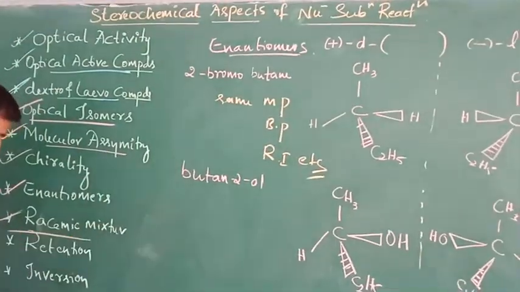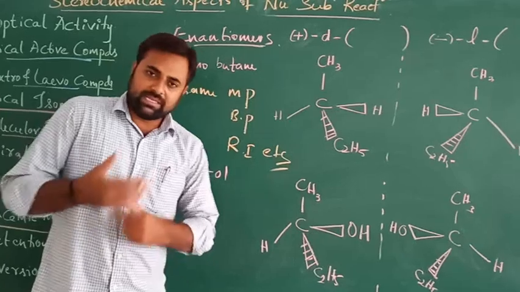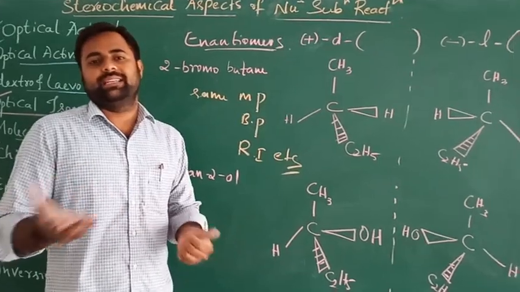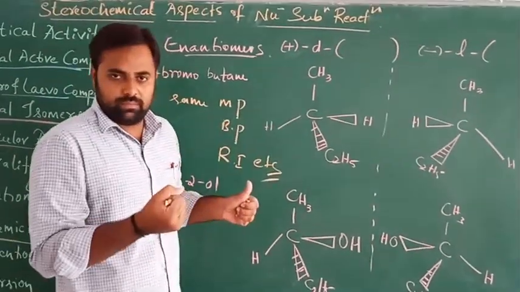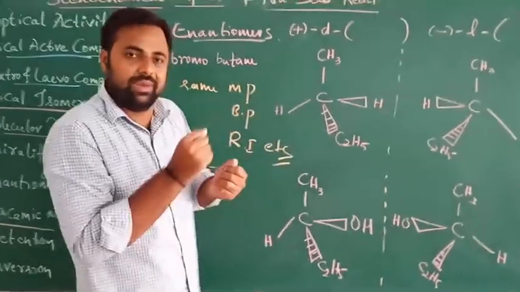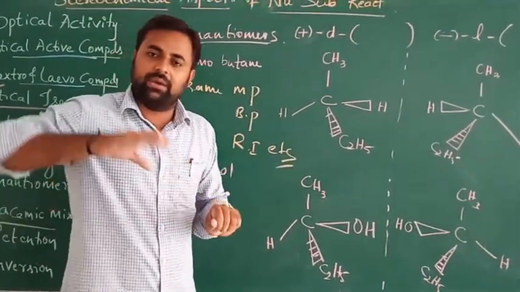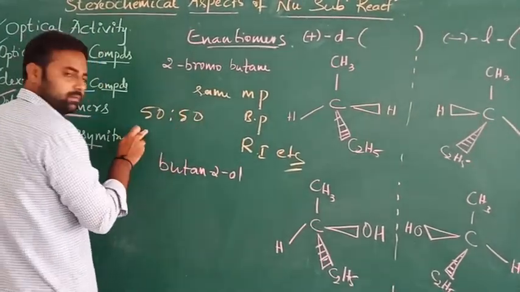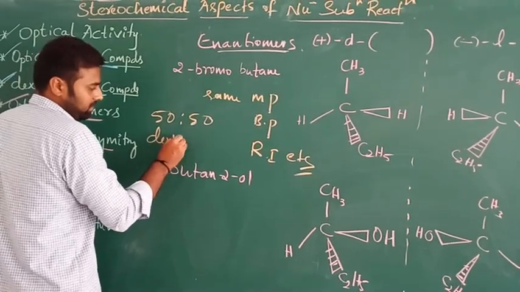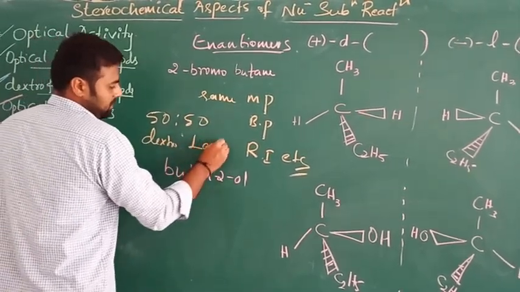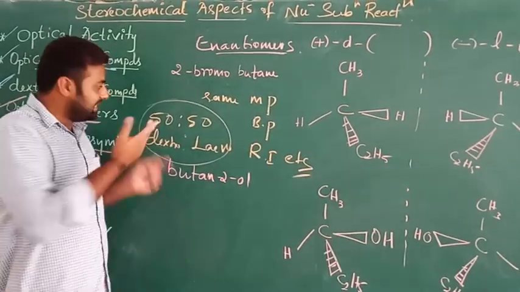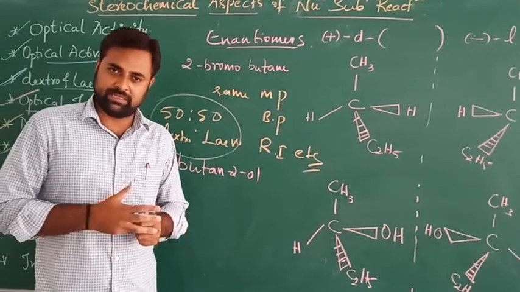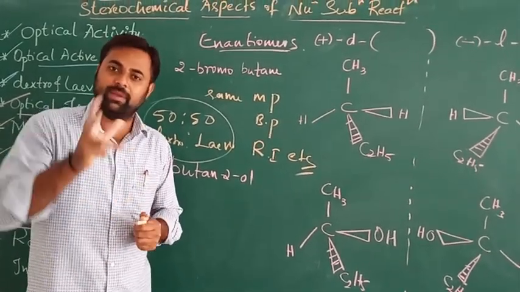Next, let us move on to the racemic mixture. What is a racemic mixture? An equimolar mixture of enantiomers is called a racemic mixture, meaning 50% dextro compound and 50% levo compound mixed together. In a racemic mixture, 50% dextrorotatory compound and 50% levorotatory compound. This is called a racemic mixture.